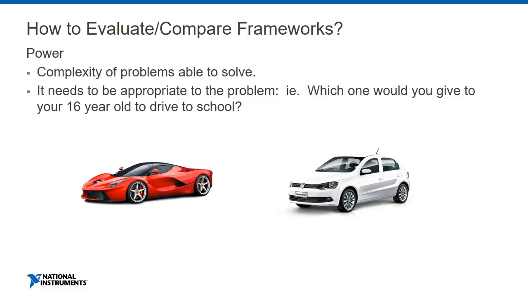So in this case, we're talking about how complex of a problem are you able to solve, right? So in general, more power is better, but it needs to be appropriate to the problem, right? You've got the Lamborghini or Ferrari or whatever the fancy red car on the left is. Obviously much more powerful, obviously much faster. Probably doesn't handle as well, and if you're a 16-year-old kid, you probably can't handle that. So giving your 16-year-old a Volkswagen to drive to school is probably the better choice, even though it's not as powerful.